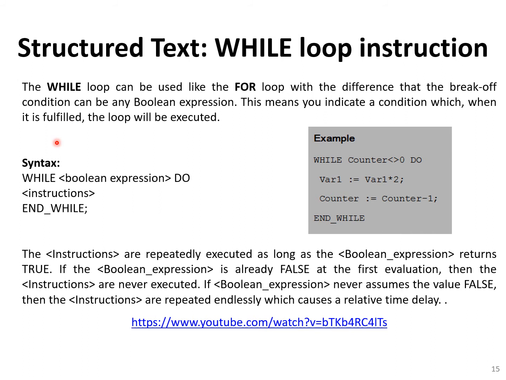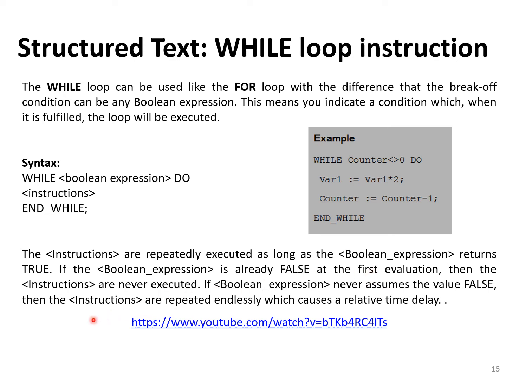The while loop can be used like the for loop, with the difference that the break-off condition can be any Boolean expression. This means you indicate a condition which, when it's fulfilled, the loop will be executed. Here is the syntax: while Boolean expression, do instructions. Here, while counter is not equal to 0, then this one will be executed. So until the counter reaches 0, then it will get out of the while loop.